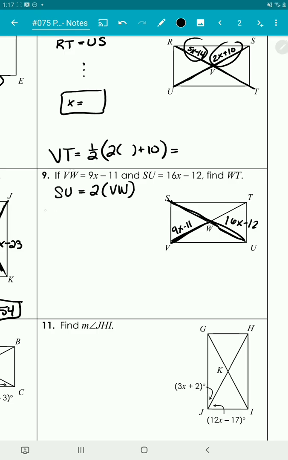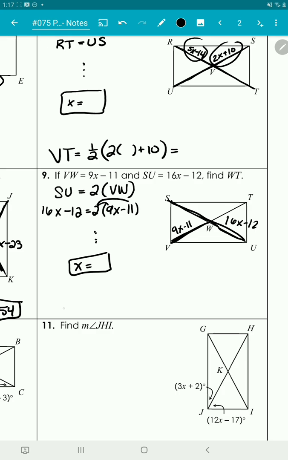So now let's go ahead and fill in these blanks. So SU is 16x minus 12, and then VW is 9x minus 11. Okay, I want you to distribute the 2. Go ahead and go down till you solve for x.